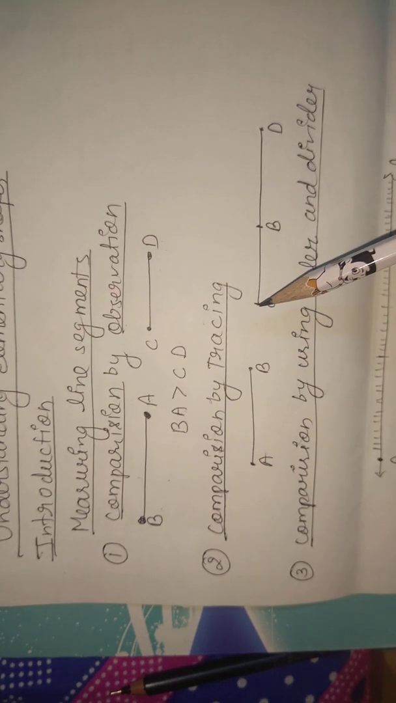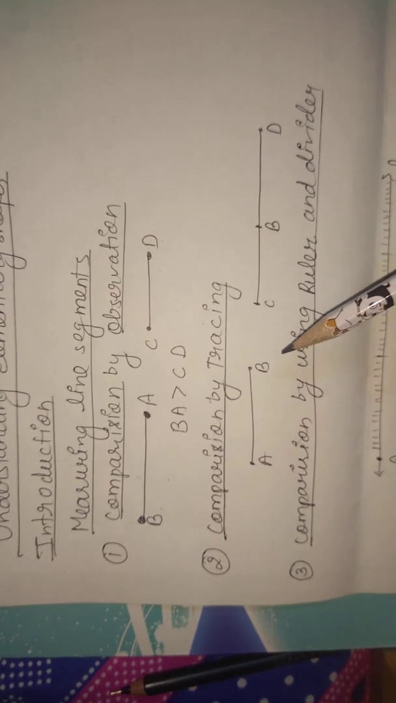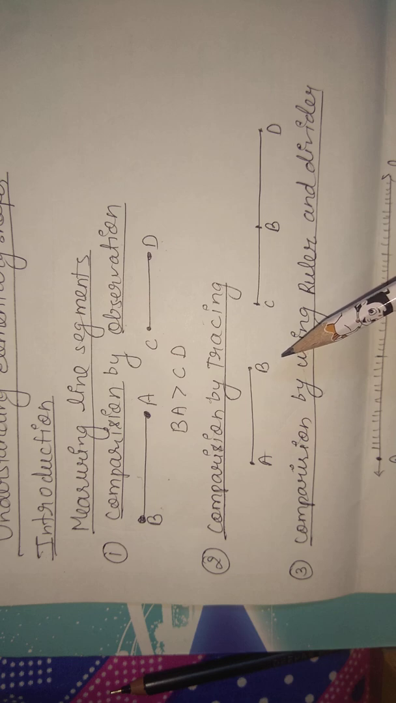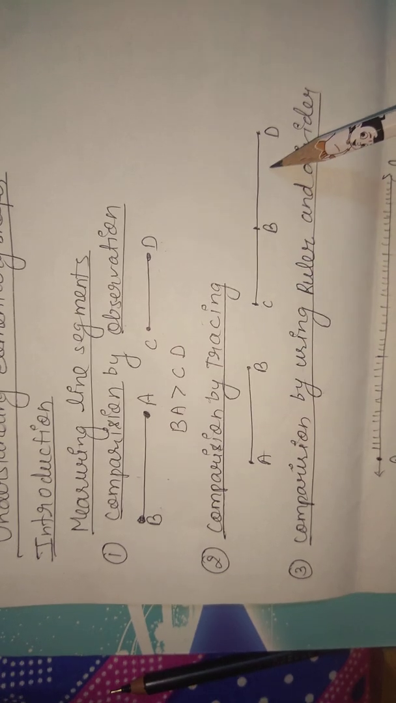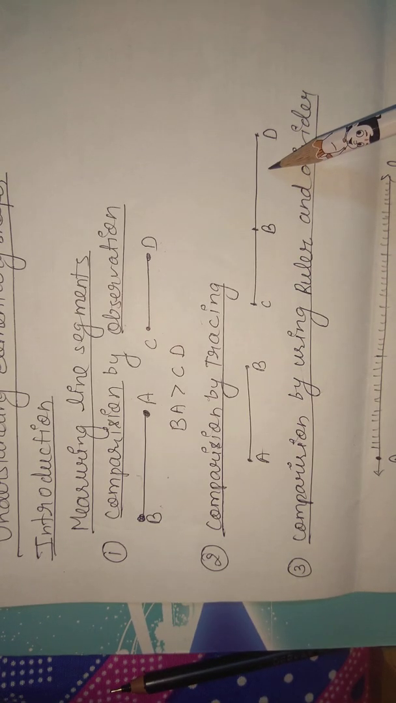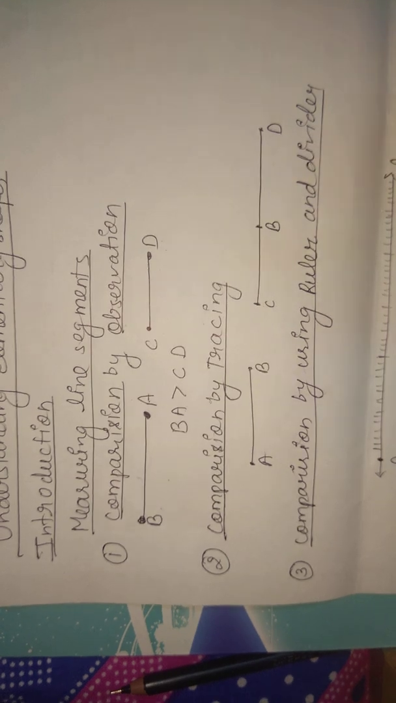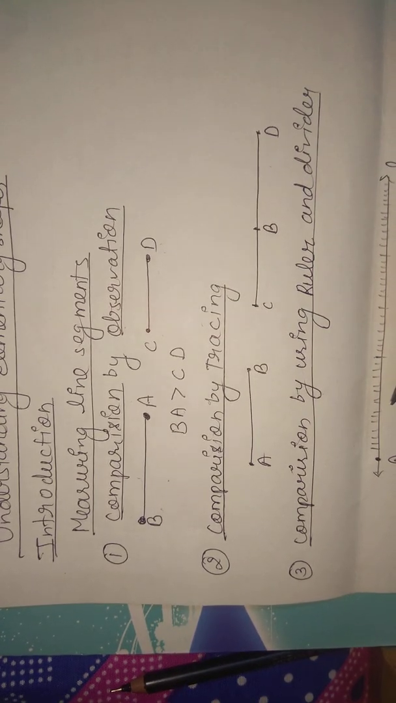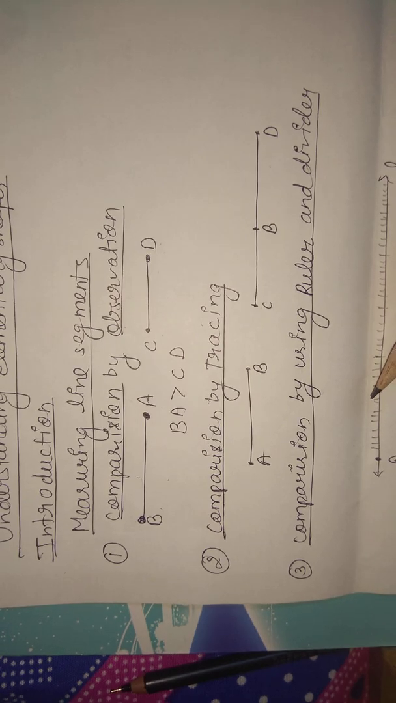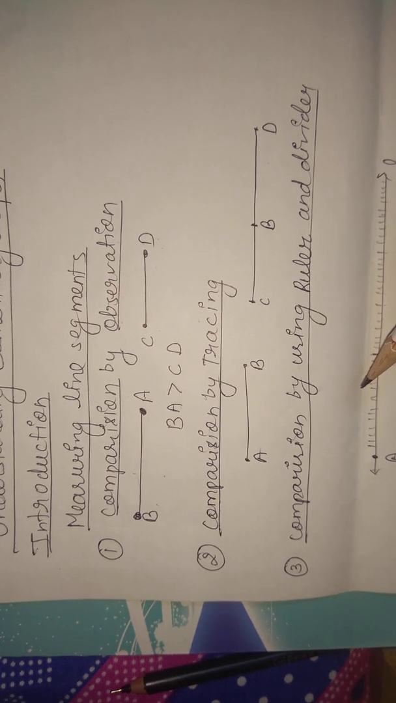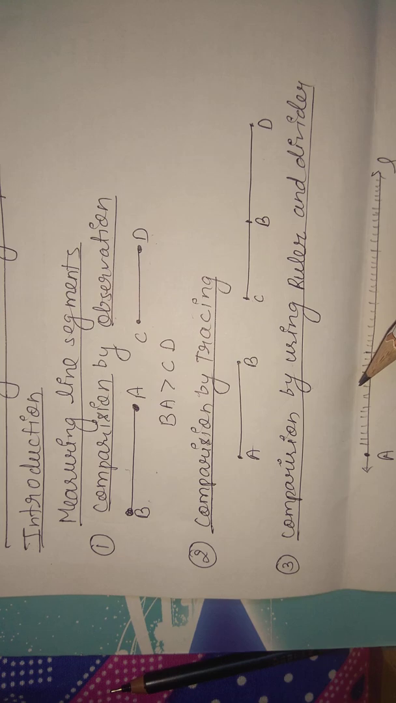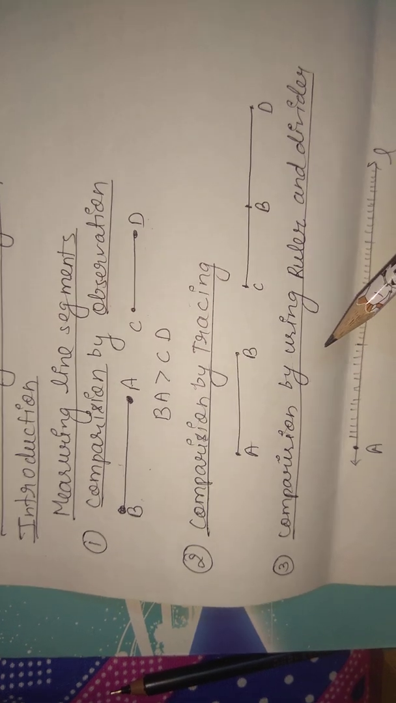Second method is comparison by tracing. In this method, we have to trace one line on paper, then put the traced line segment on the other line to check which one is greater. But this is a difficult method because every time to measure a different size of line segment, we have to make a separate line segment.